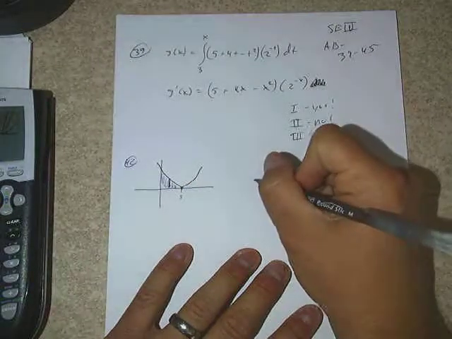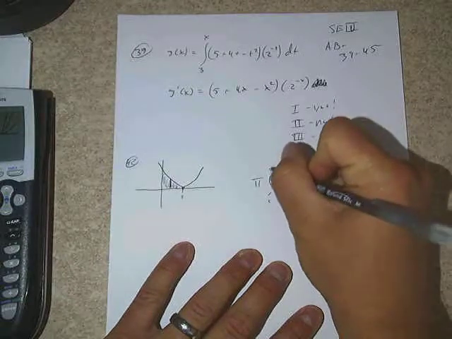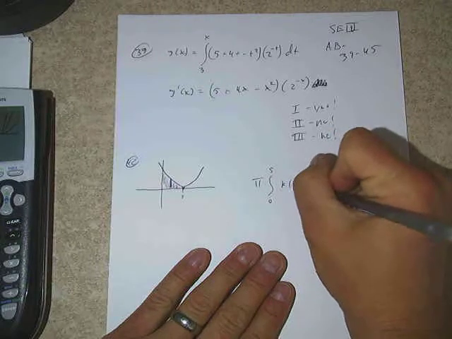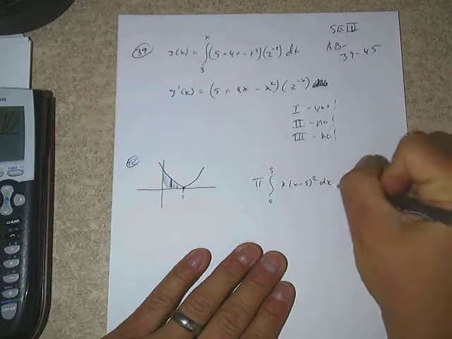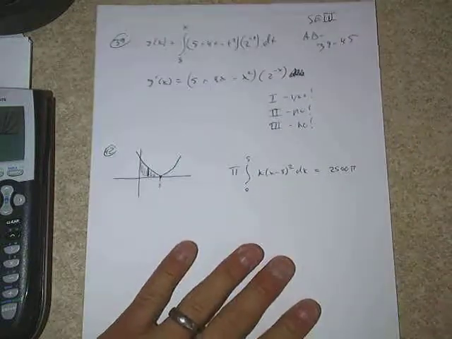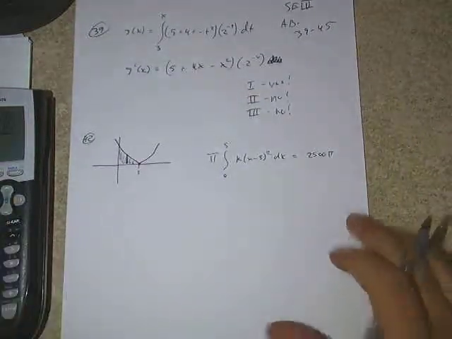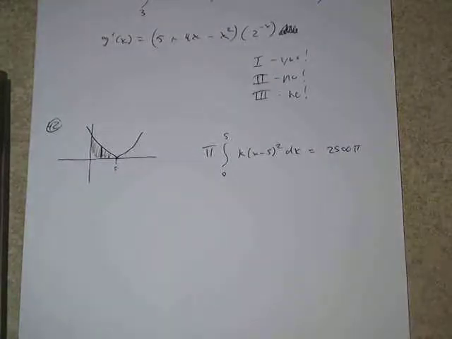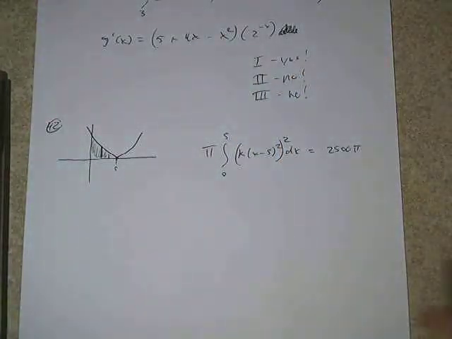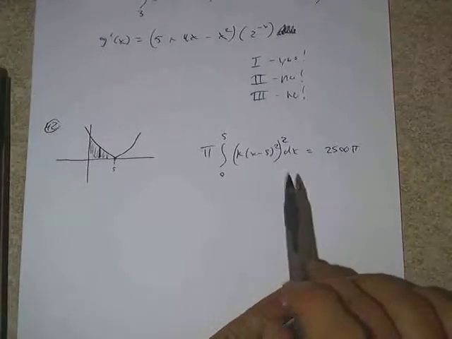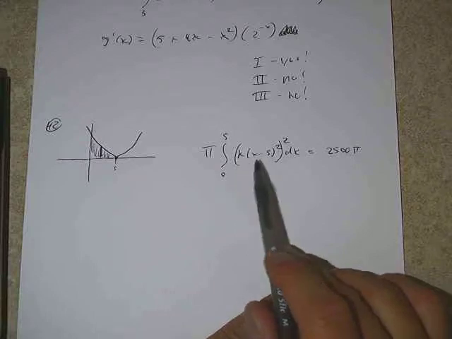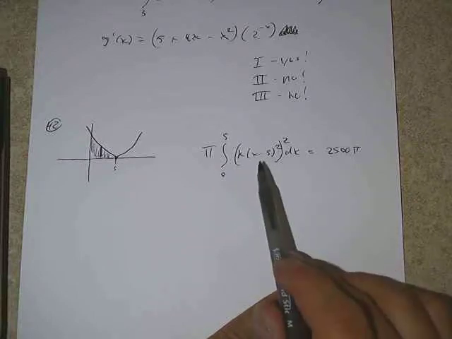All right. And with that said, the question is, if we revolve that around the x-axis, which we can use a vertical slice for, we would get disks. And so our disk method setup would be from 0 to 5, and our radius of the disk would be the function itself, which would be k times x minus 5, all squared, dx. And we know that equals 2,500 pi cubic units.